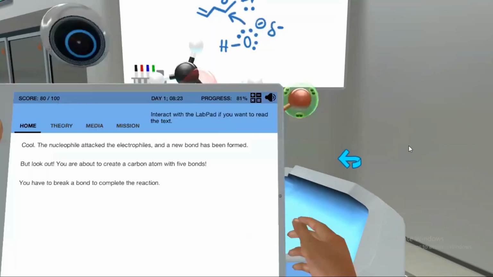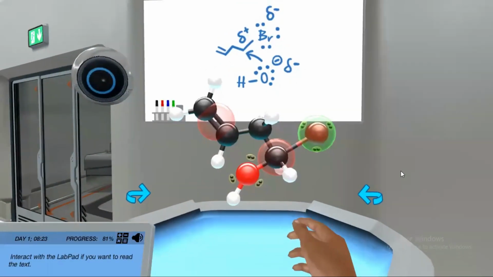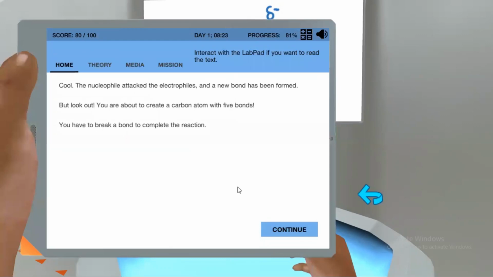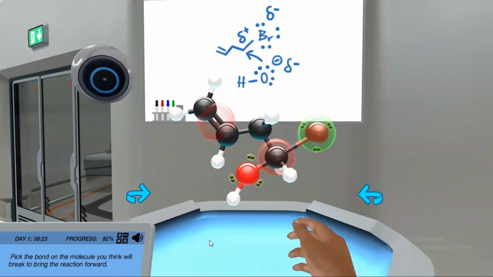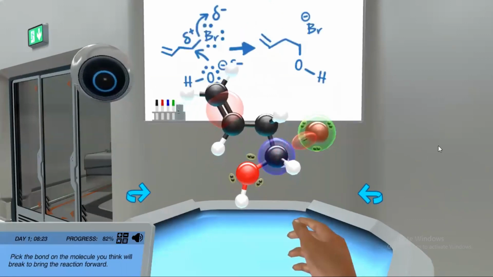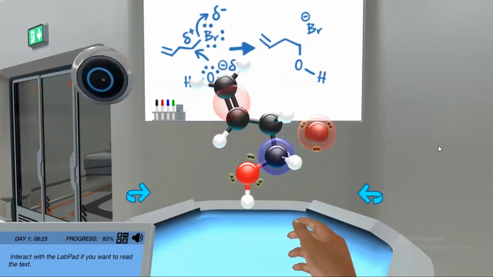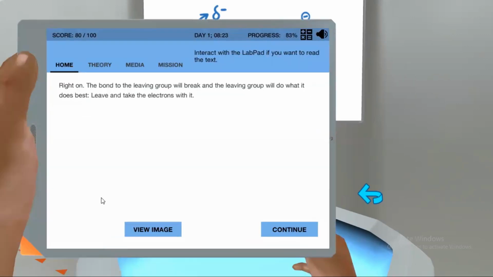Cool. The nucleophile attacked the electrophiles, and a new bond has been formed. But look out. You are about to create a carbon atom with 5 bonds. You have to break a bond to complete the reaction. Pick the bond on the molecule you think will break to bring the reaction forward. Right on. The bond to the leaving group will break and the leaving group will do what it does best, leave and take the electrons with it.